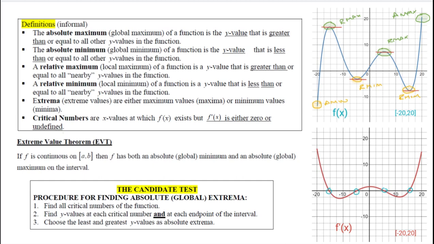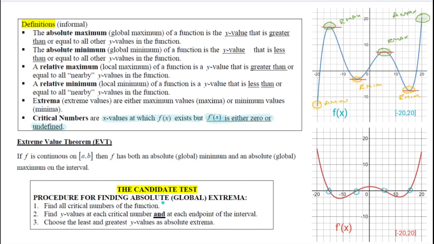Now, critical numbers are x values in which f of x exists. So in this case, all of these exist. It's not undefined, or an asymptote or anything like that. And it's where the f prime, or derivative, is equal to 0 or is undefined. So if we did have an undefined portion in here, it would also become a critical number. Now, these critical numbers are important when we're looking to find our extreme values. And that's where our high point or low point in the function is.